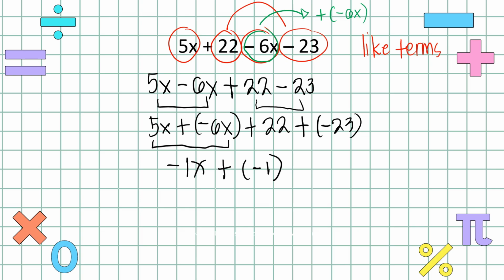Now simplifying this further, this negative 1x can be written as negative x, and since we're adding a negative 1, that also means we are subtracting a positive 1. So we just do the reverse idea of adding of a negative value. Alright, so this will be our final answer here.